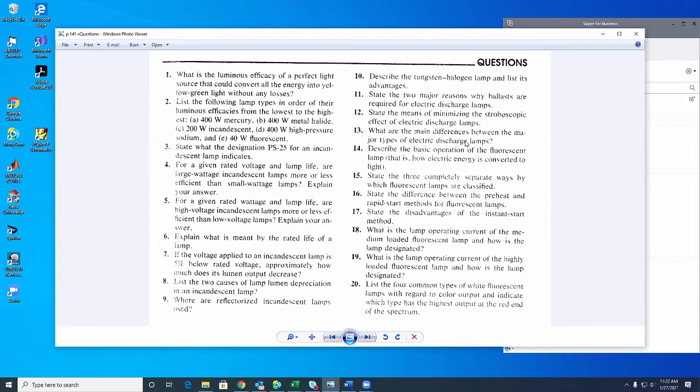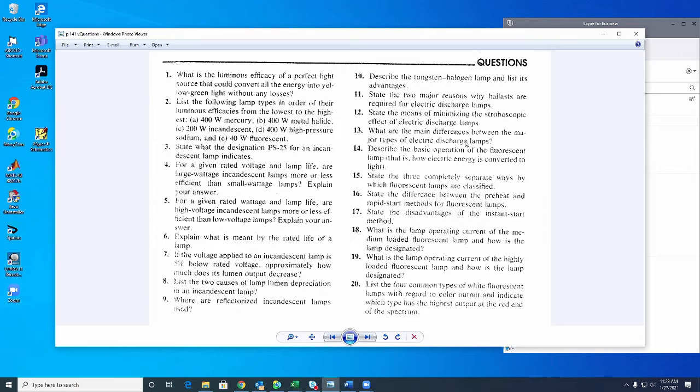Okay, so then we can look at the first table in the first page. And then we will see that, okay, so the mercury lamp is the lowest, okay.